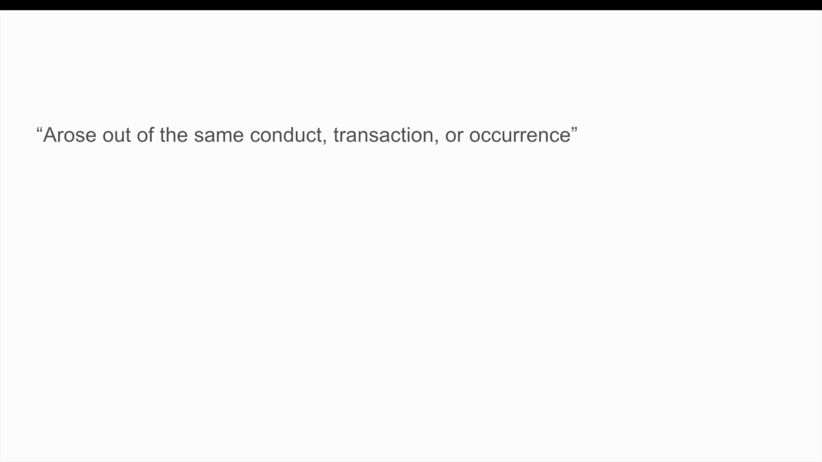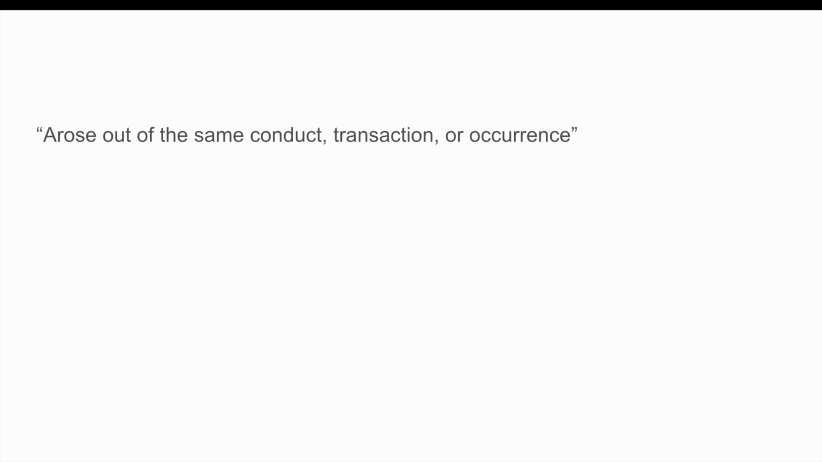What is the relation back for claims? ¿Cuándo es retroactiva para las demandas? When arose out of the same conduct, transaction, or occurrence. Cuando nace o deviene de la misma conducta, transacción o hecho.